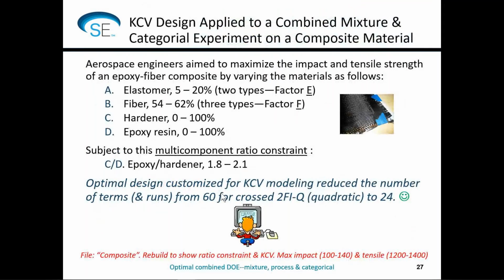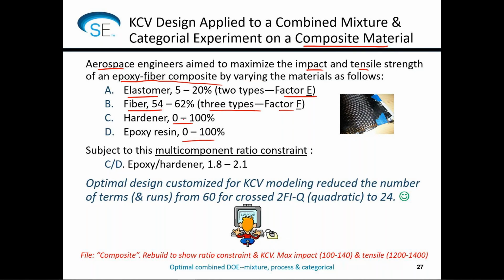Okay, so this is an experiment that we came across in the literature, and they were working on a composite material for an aircraft, and they wanted to maximize the impact and the tensile strength. And they were going to do this by varying their epoxy fiber composite with differing amounts of elastomer, but also 2 types of that, and then differing amounts of fiber, but then 3 different types of fiber, and then also varying the hardener and the epoxy resin.